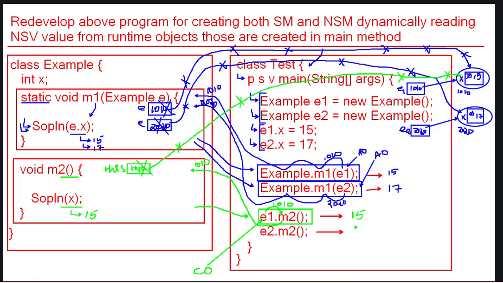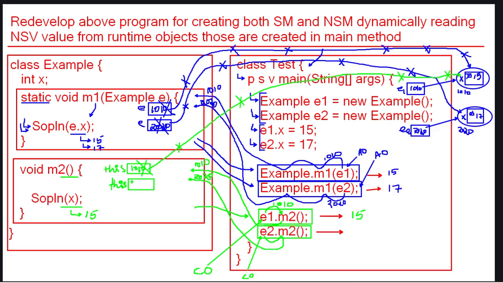Everyone understand? Next, tell me. Now you call E2.M2. What happened? Again, by passing E2 object as a current object. E2 is what? Current object. By passing current object reference 2020, again M2 method is called. Second time, M2 method is not executed for the same object.